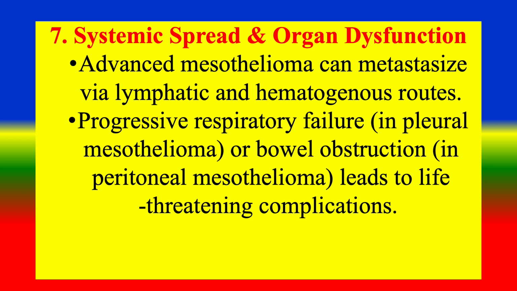7. Systemic spread and organ dysfunction. Advanced mesothelioma can metastasize via lymphatic and hematogenous routes. Progressive respiratory failure in pleural mesothelioma, or bowel obstruction in peritoneal mesothelioma, leads to life-threatening complications.